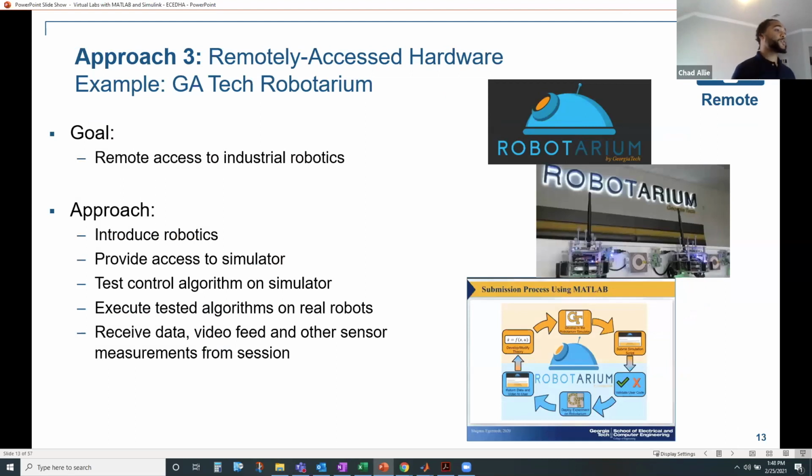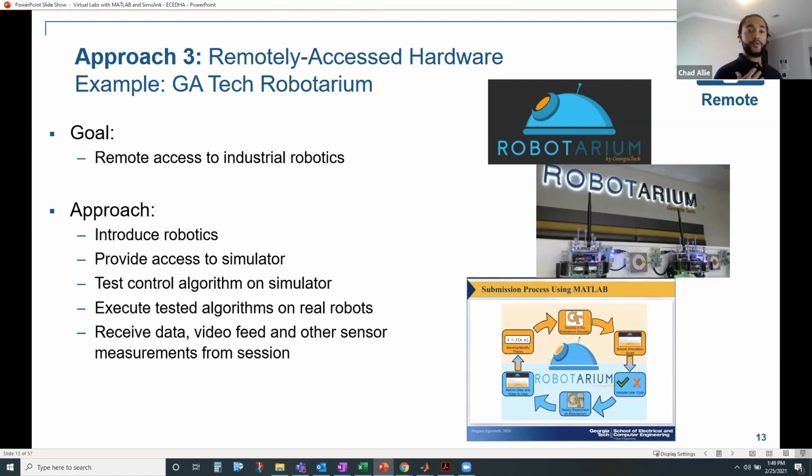So in our last approach, I want to discuss now our remote access hardware. This is an example directly from the Georgia Tech Robotarium, where the idea is they want to be able to provide unlimited remote access to industrial robots. And so with this, I'm going to show you a quick video of what they actually did to get this all set up. But the idea is they want to introduce robotics. They're going to provide you an opportunity to get familiar with a simulator, and through that simulator, you can actually test your control algorithm on these robots in this lab.